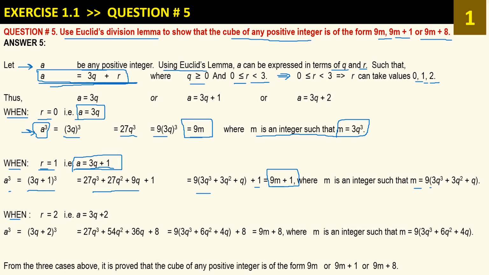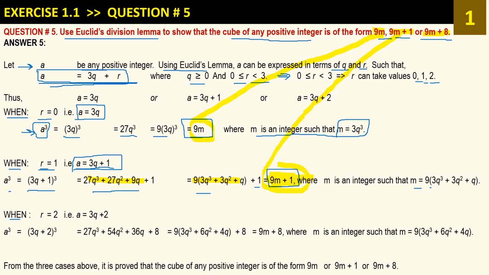You notice here that we are given in the question these forms: 9m, 9m plus 1, 9m plus 8. So our attempt is to get these forms somewhat similar to them. When we achieve, let's say, this form or this form, we should keep in mind the target that we are trying to express it in the form of 9m plus 1.